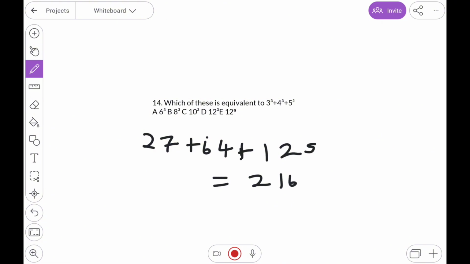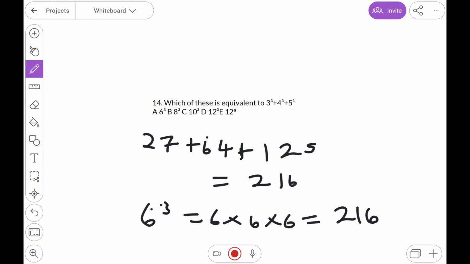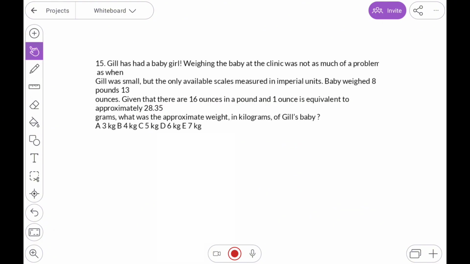If we look at our options, we can see that 6 to the power of 3 is 6 times 6 times 6, which is 216. 1, 2, 3.